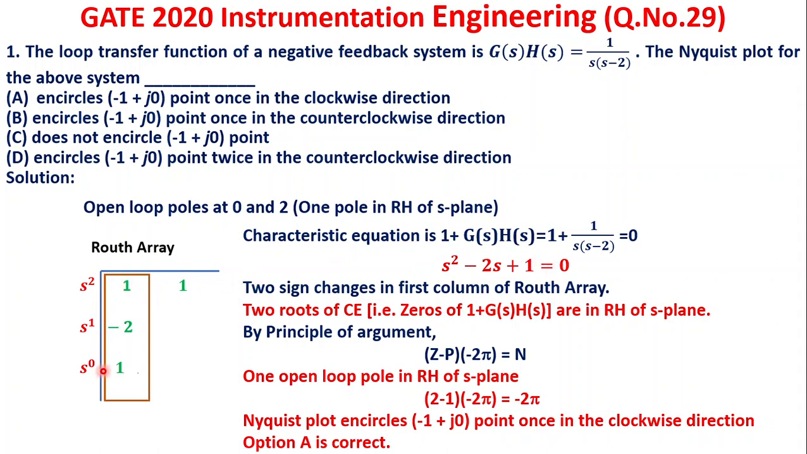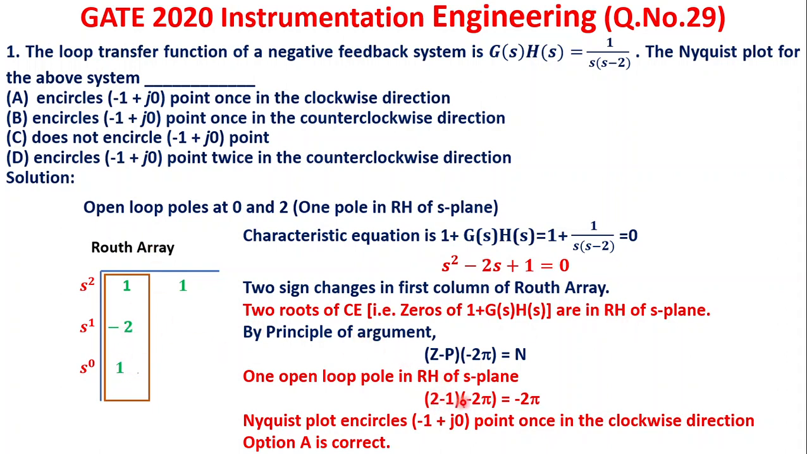So if you go for formulating the Routh array, we can find that there are two sign changes. Two sign changes in the first column of the Routh array means two roots of the characteristic equation. That means two zeros of 1 + G(s)H(s) are present in right half of s plane. We know by principle of argument (Z - P) × (-2π) = N. So there is one pole in right half of s plane already because s = 2. Right, so two zeros are in right half of s plane by the Routh array.